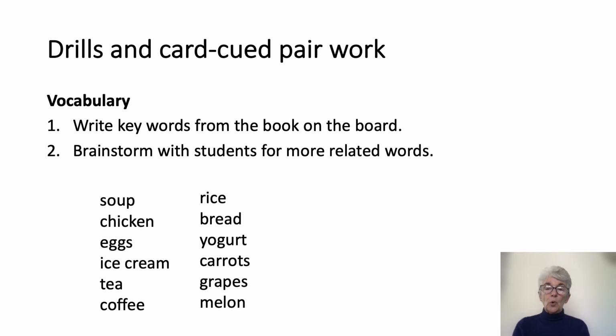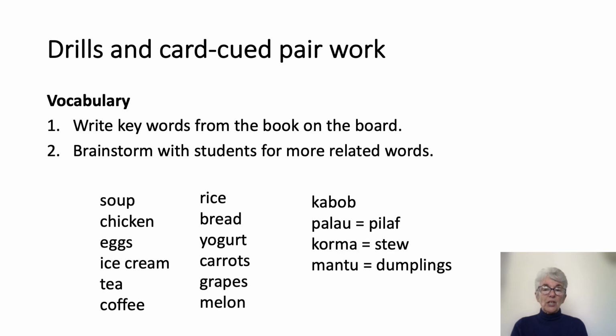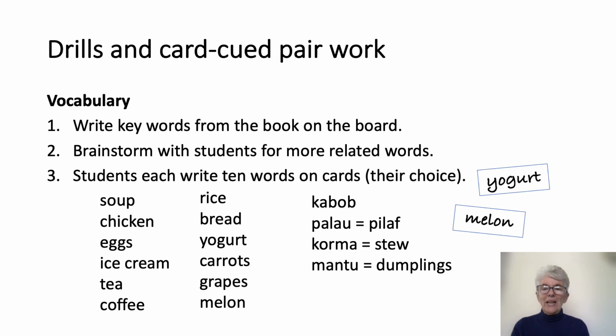Sometimes they want to talk about local food that they haven't learned in English, so they might check an online dictionary to see if the word has been adopted into English, like kebab, or if it needs to be translated. And the last step for vocabulary is that students choose 10 of all of these words on the board to write on cards. In the next stage, when students work in pairs, they will thus have a pile of 20 cards.